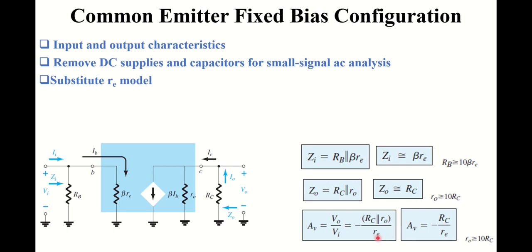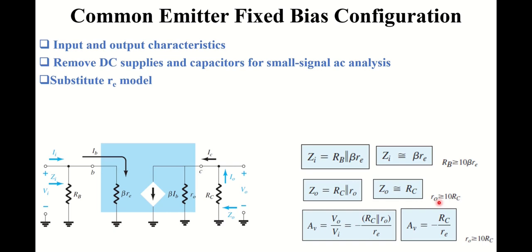And if R0 is greater than or equal to 10 RC, then the voltage gain will be simply equal to minus RC over RE. These conditions have to be derived and have to be looked for while solving different examples related to these configurations.